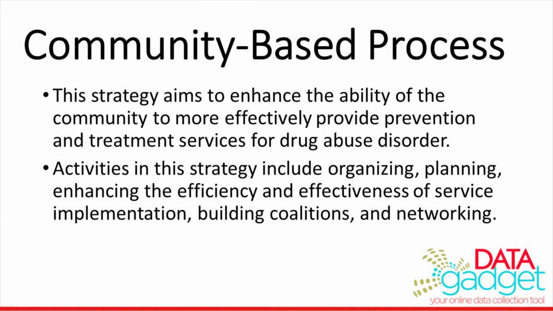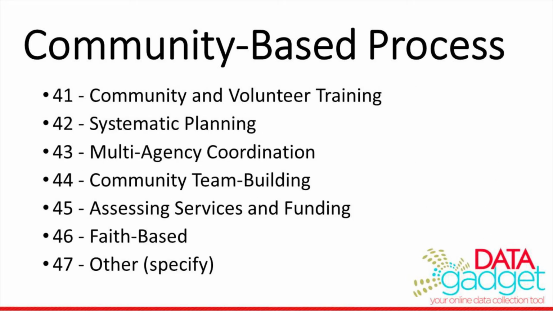Moving on to community-based process, this strategy aims to enhance the ability of the community to more effectively provide prevention and treatment services for substance use disorder. Activities in this strategy include organizing, planning, enhancing the efficiency and effectiveness of service implementation, building coalitions, and networking. This slide shows the options that you would see under community-based process in Datagadget.